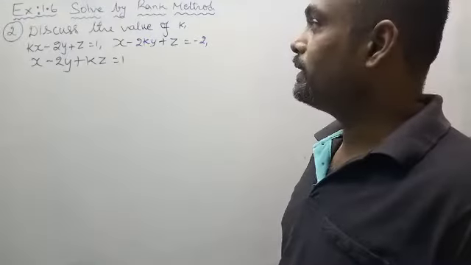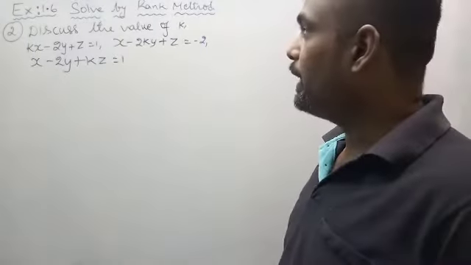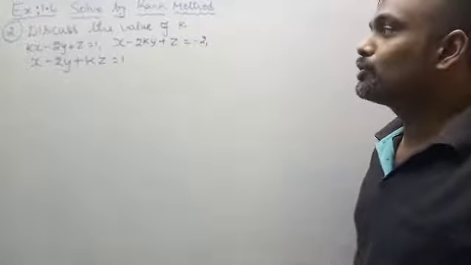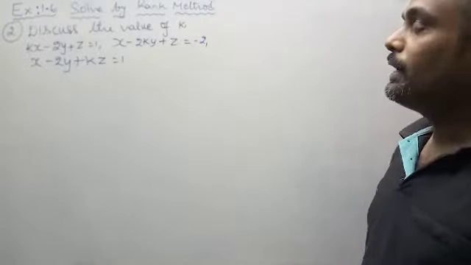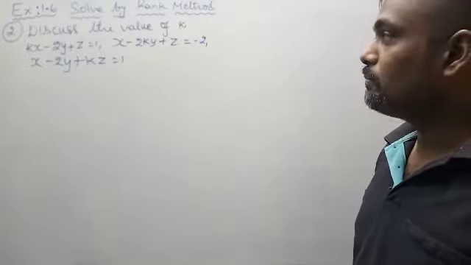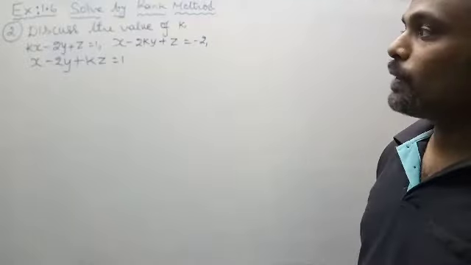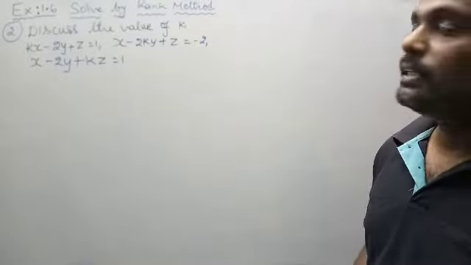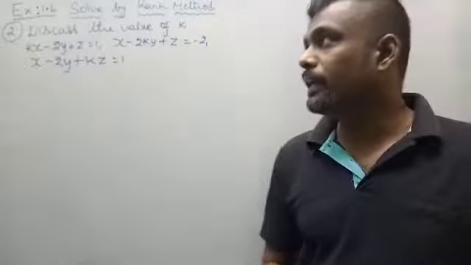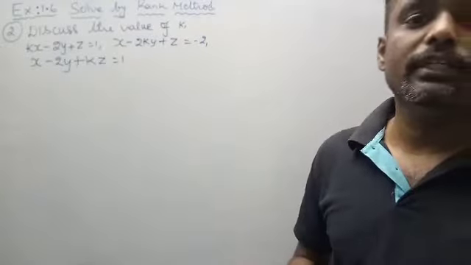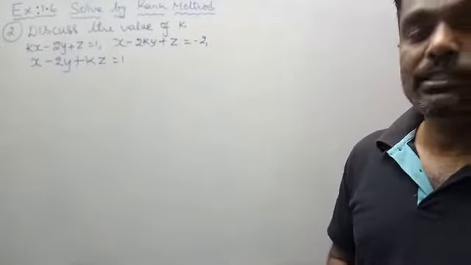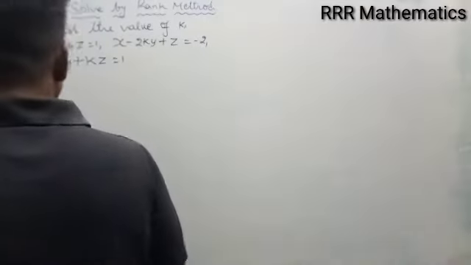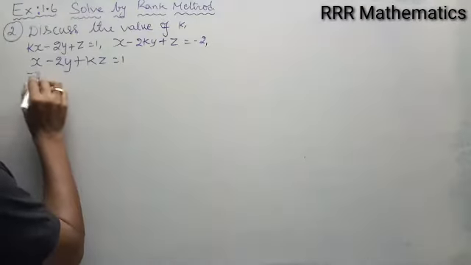Solve by rank method. You want to discuss the value of k. We have kx minus 2y plus z equal to 1, x minus 2ky plus z equal to minus 2, and x minus 2y plus kz equal to 1. So in this case you want to discuss the value of k with different cases: no solution, unique solution, infinitely many solutions. Let us begin the problem with the matrix equation.